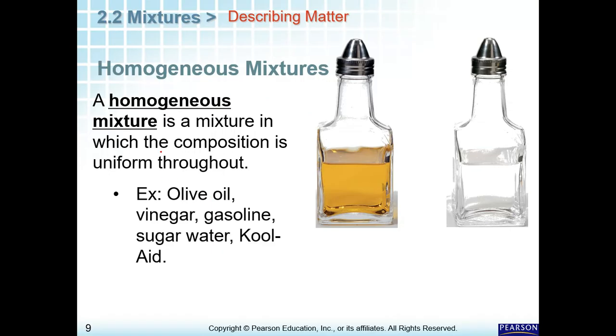Homogeneous mixtures, on the other hand, are where the composition actually looks uniform throughout. So two examples of this. This is olive oil. When I look at this, it looks like it is only made up of one substance. You don't realize that this is a mixture of things. Same thing with vinegar. Vinegar is actually a mixture of acetic acid and water, and it's hard to tell that because it's dissolved in the water. Gasoline, sugar water, Kool-Aid are all other examples of homogeneous mixtures where the composition looks uniform throughout.